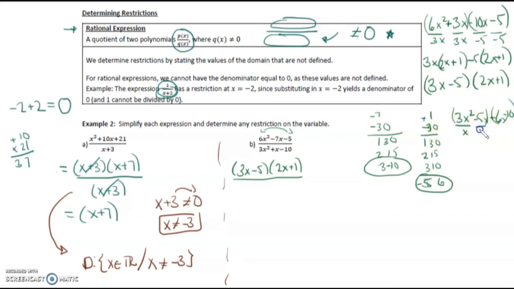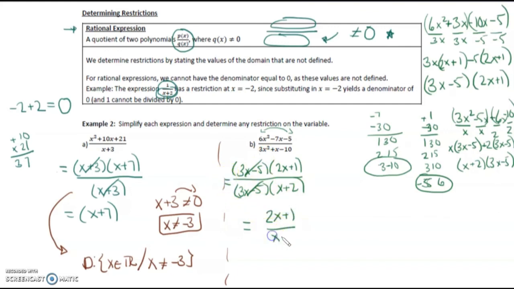Okay, only an x can come out of the first two terms, so we're left with 3x minus 5. And in the last two terms, I can pull out a 2. So plus 2, 3x minus 5. Okay, so we get x plus 2, 3x minus 5. Okay, so in this case, we can cancel out the 3x minus 5's, and we are left with 2x plus 1 over x plus 2. This is the simplified version.